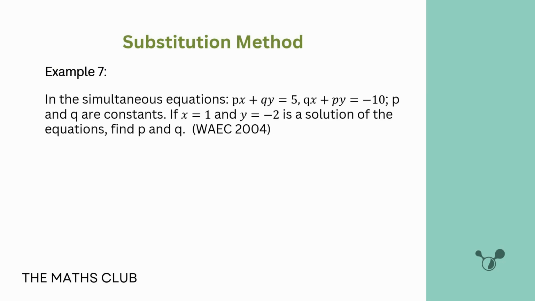Next example says that in a simultaneous equation, px plus qy is equal to 5, qx plus py is equal to minus 10. p and q are constants, and it says if x is equal to 1 and y is equal to minus 2 is a solution of the equations, we should find p and q. This is taken from 2004. I want you to pause the video and try it out yourself.